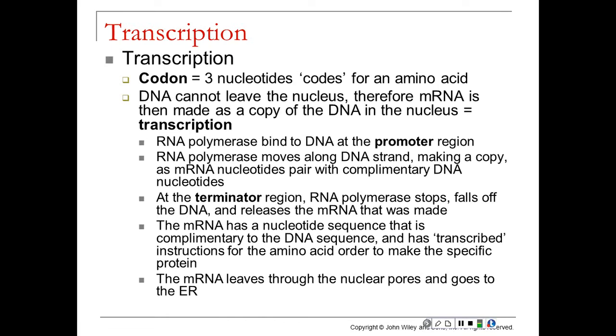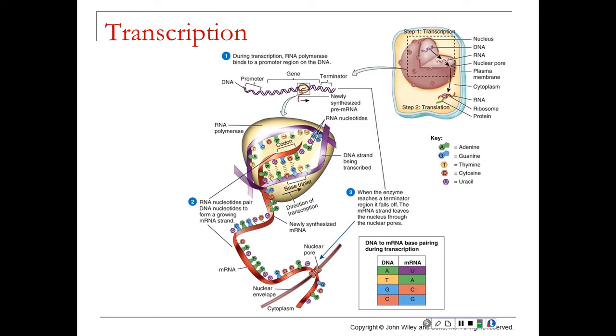It has the transcribed instructions for the amino acid sequence in order to make a specific protein. That mRNA is now going to leave the nucleus through those nuclear pores and go to the endoplasmic reticulum where it can meet up with a ribosome. Here's this process in more detail.